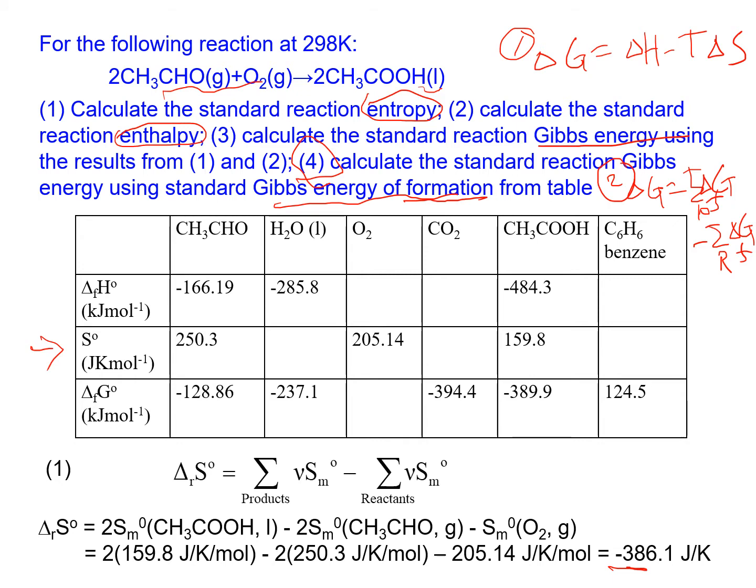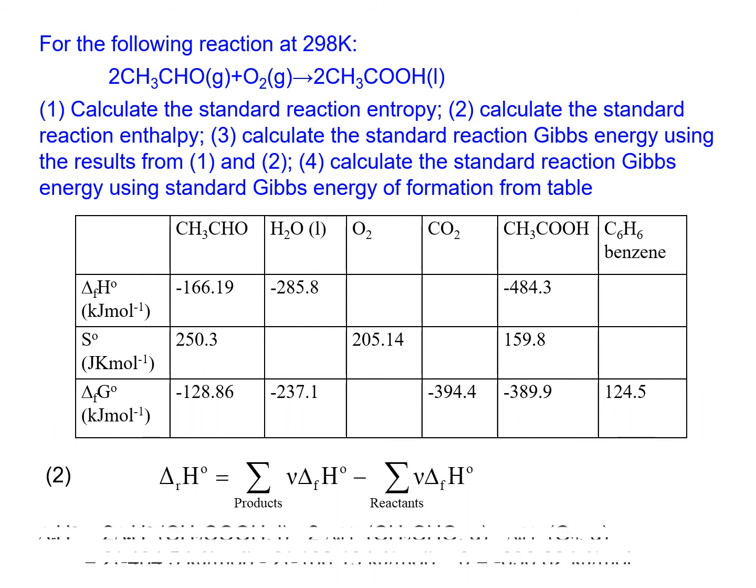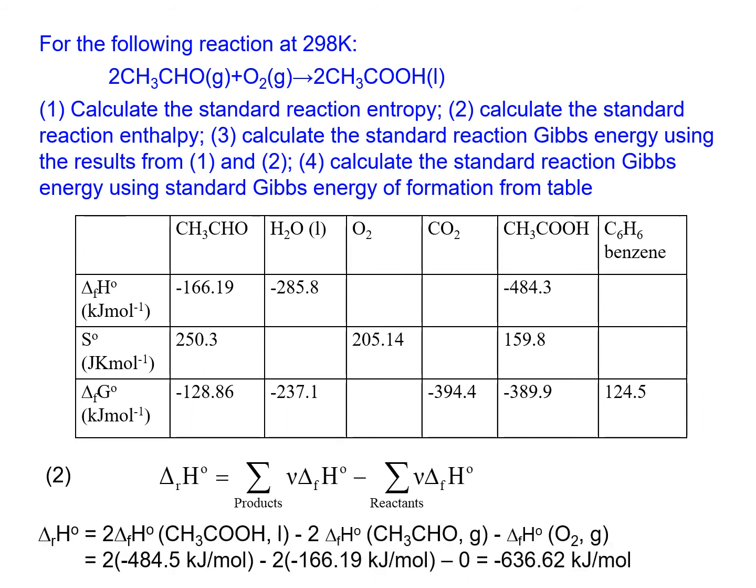To calculate reaction enthalpy, we are going to use the formation enthalpy of the product minus reactant. So here is the formation enthalpy product minus reactants. And the answer is negative 636.62. And the negative sign indicates reaction is exothermic reaction. It releases heat. And now with these two, we can calculate reaction Gibbs energy.